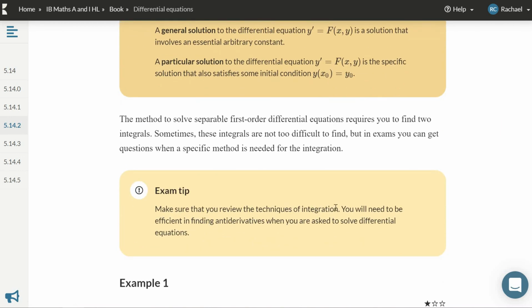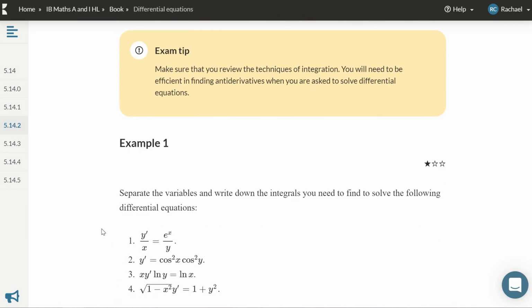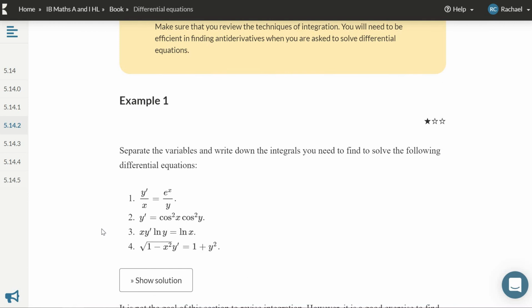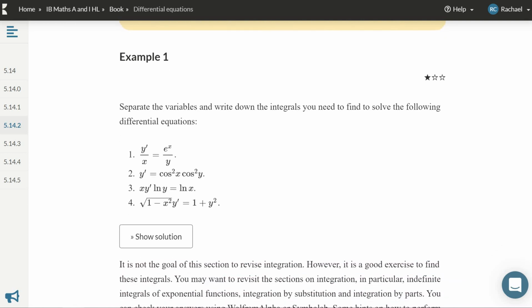Make sure you review your techniques of integration. That'll probably come up. Use substitution, integration by parts. I'm sure a few other techniques that you would need to remember. So yeah, we can go over these.